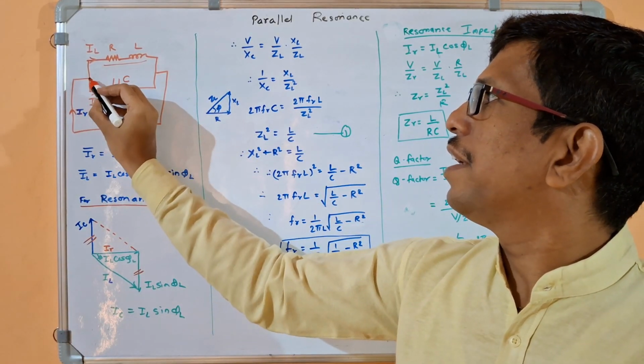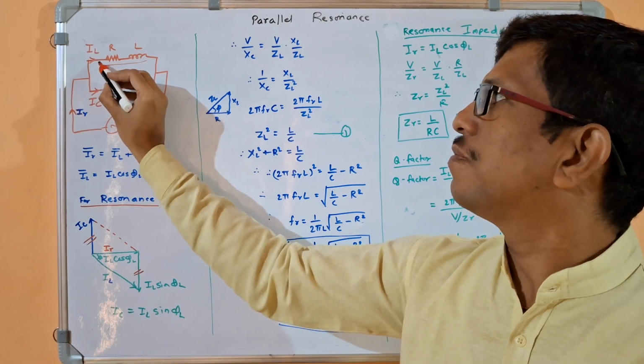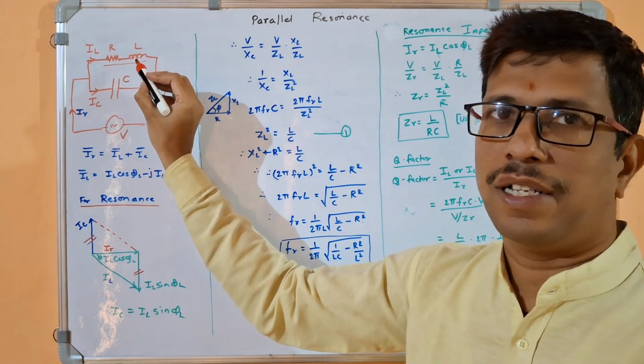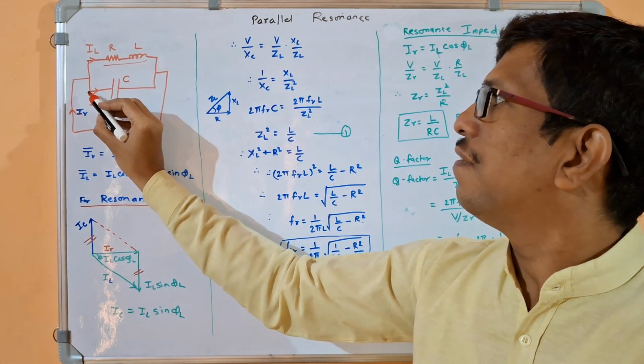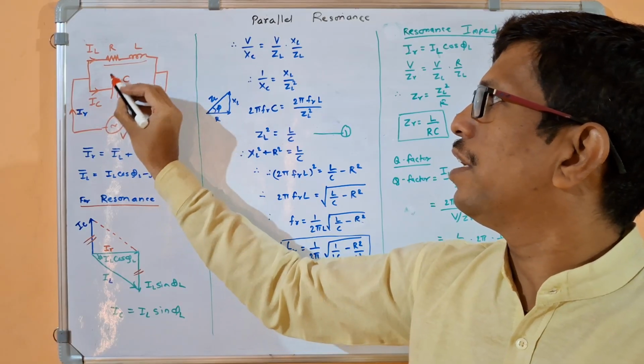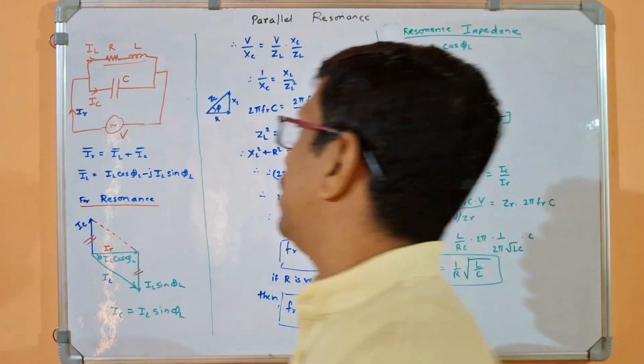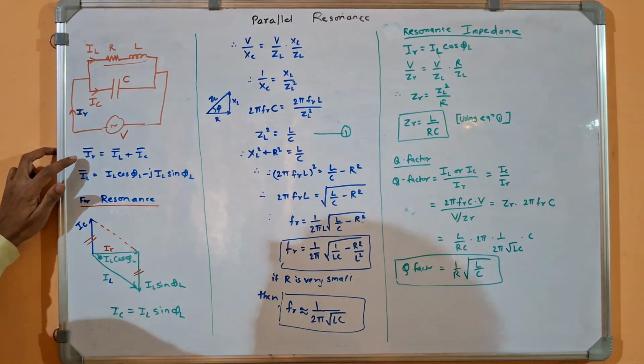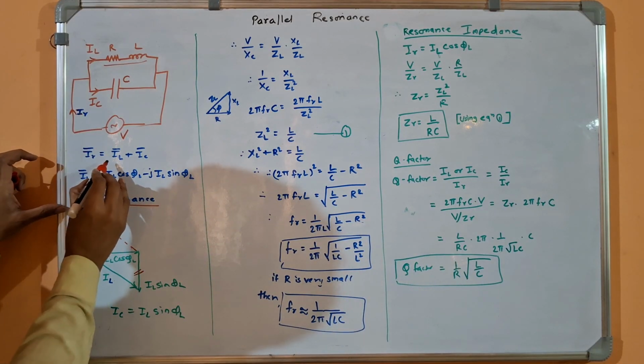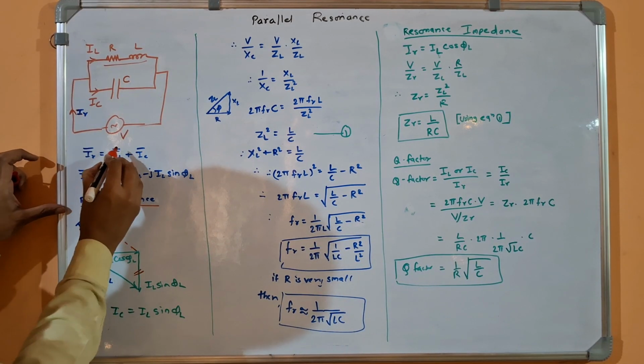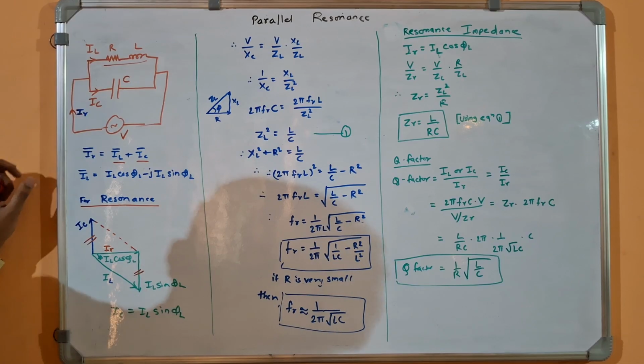Okay, this current will get split into two parts. One is flowing in this coil, that is combination of R and L, and one current, that is IC, is flowing in capacitor. Now this total current, therefore we can write as IR bar is equal to IL bar plus IC bar. Okay, so this is there.